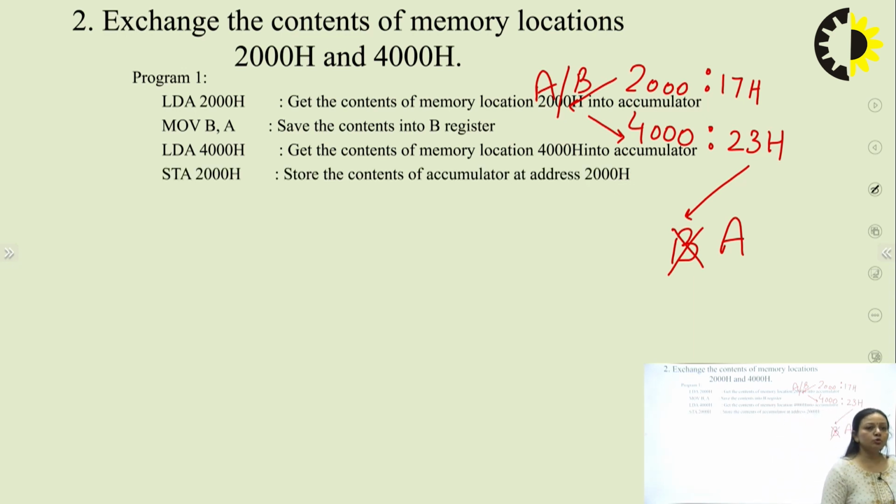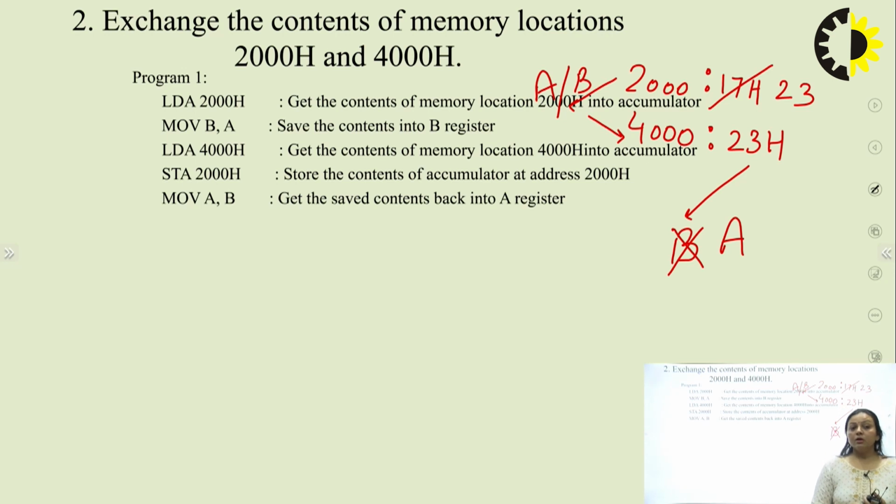Then STA 2000 says store the contents of the accumulator to this address. So what do I have in the accumulator? The accumulator has the data of location 4000, which we are saying you should place at this location. So the first data is being transferred. Now I had the data from location 2000, and I have already stored it in register B.